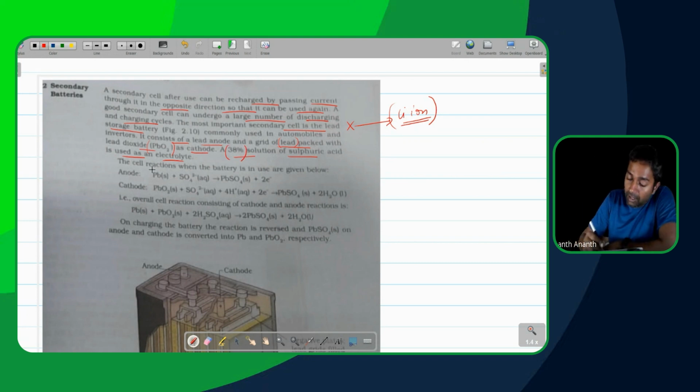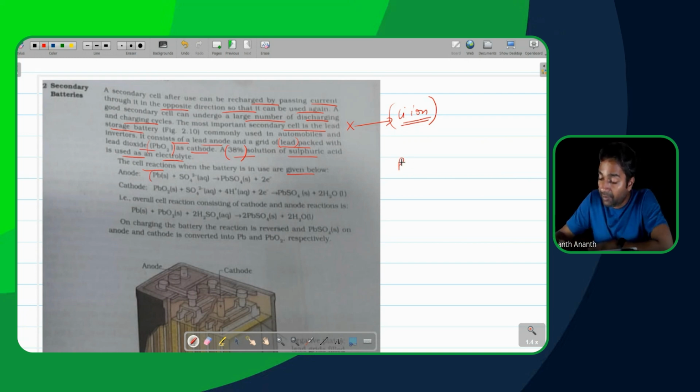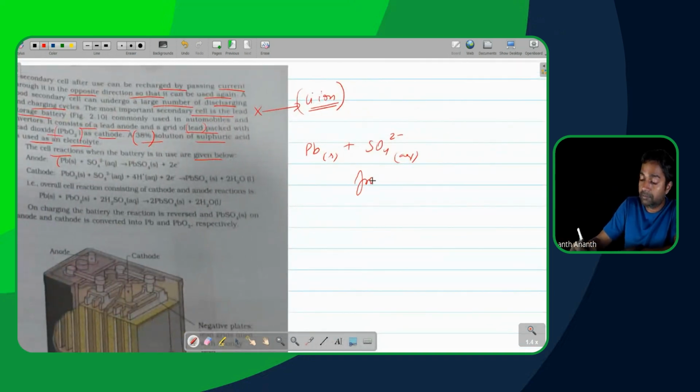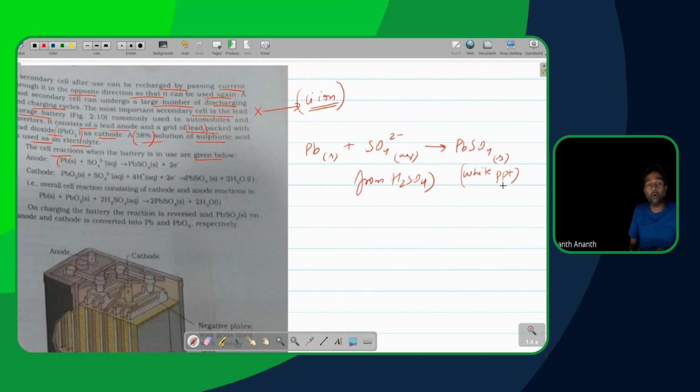Okay, so the cell reactions when the battery is in use are given over here. So what is happening over here is the anode is going to be lead. We have solid lead reacting with SO4 2- aqueous. Where is the SO4 2- aqueous coming from? This is of course coming from your sulfuric acid. So from sulfuric acid, you have this coming. This is basically going to give me PbSO4 solid, which is a white salt, a white precipitate. You'll actually have it as a salt precipitate on the electrodes on the inside. Plus, of course, we'll have 2 electrons being kicked out.